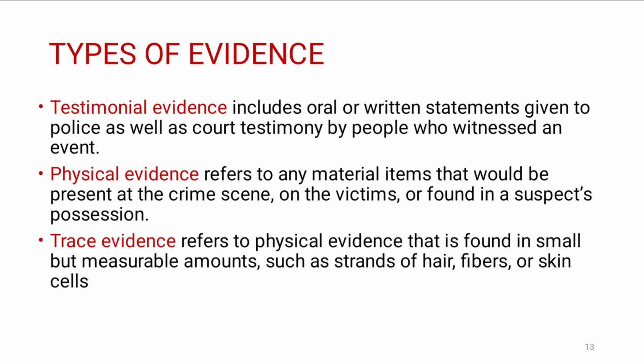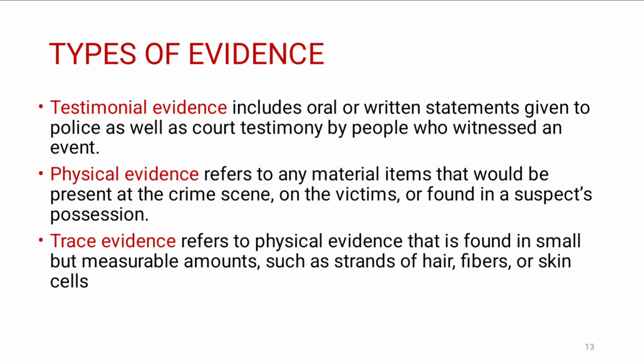So there are types of evidence. One is testimonial evidence, which includes oral or written statements given to the investigators, given to the police and court as testimony by people who saw what happened during the crime. Then you have physical evidence, which is any material items that you might find at the crime scene, on the victims, or found in the suspect's possession or nearby where you found the victim.